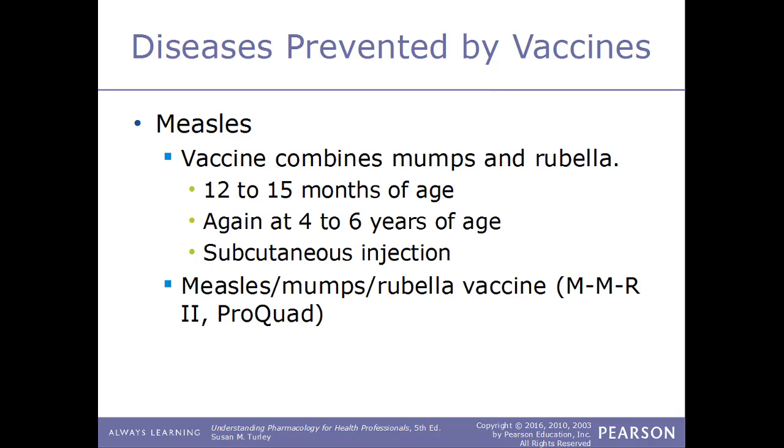The vaccine for measles is in combination with a vaccine for mumps and rubella. And this is given between the ages of 12 months to 15 months, and then again between the ages of 4 and 6. And this is given through a subcutaneous injection. So this combination vaccine is measles, mumps, and rubella, MMR2, also known as Proquad.